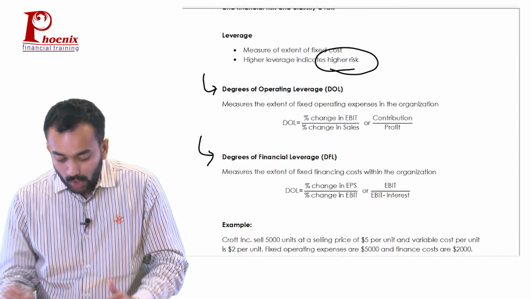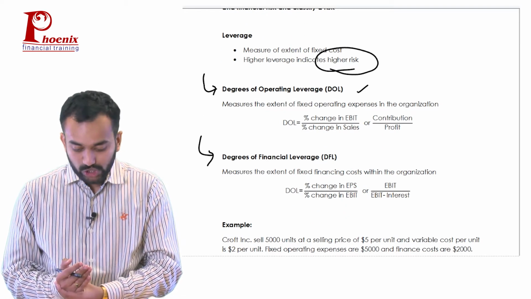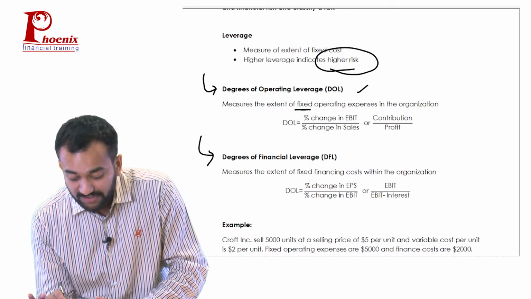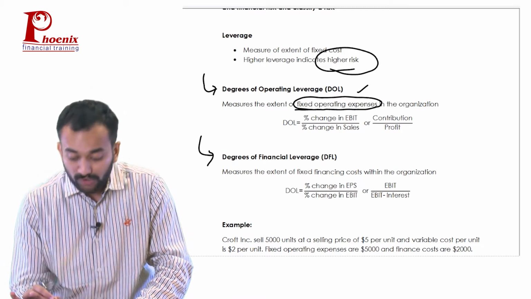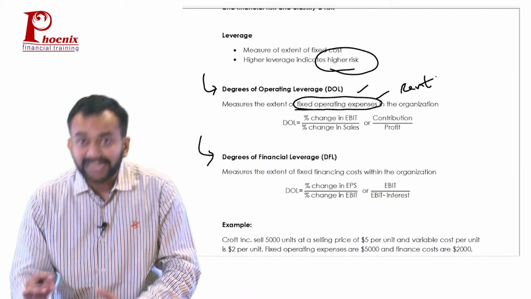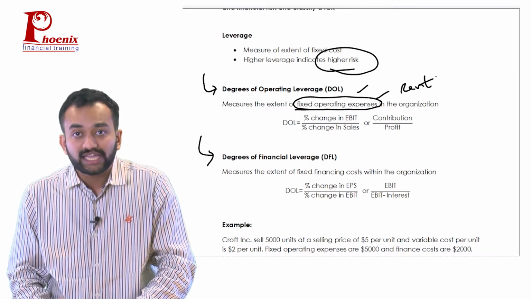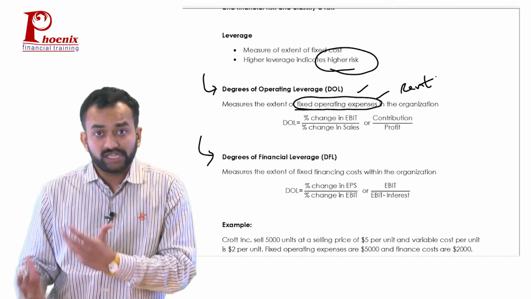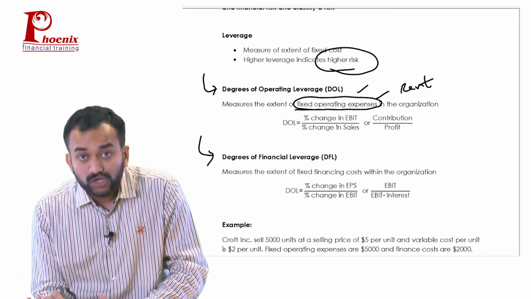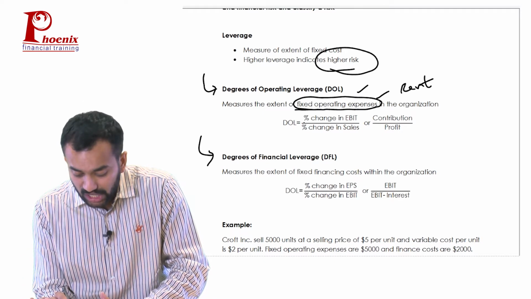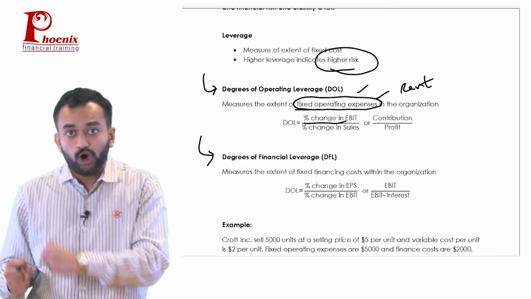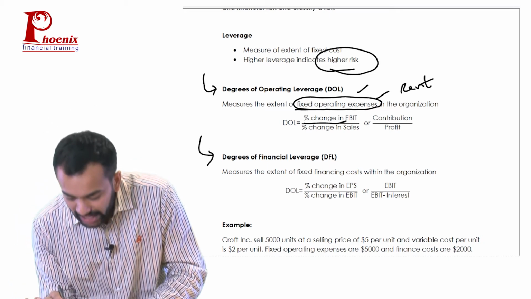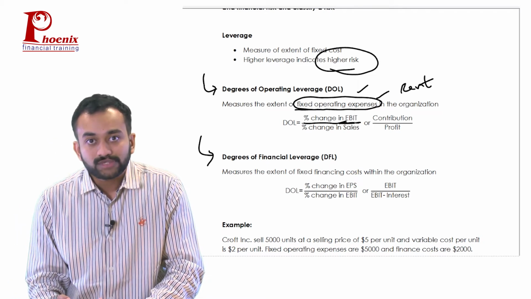One measure of leverage is what we call degrees of operating leverage, which measures the extent to which the organization's profits are affected due to fixed operating costs. And what would fixed operating costs be? Things like rentals that you pay for operating your factory. And how would you calculate the degrees of operating leverage? There are two ways you can compute it. The first way: percentage change in your earnings before interest and tax, which is nothing but your operating profit, divided by the percentage change in sales.